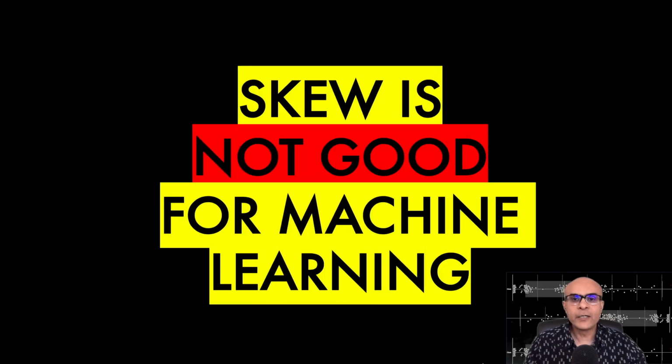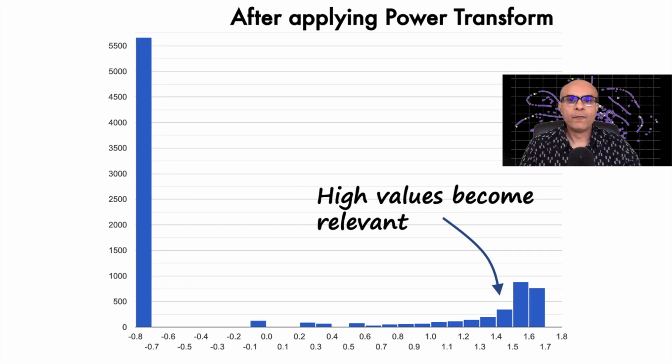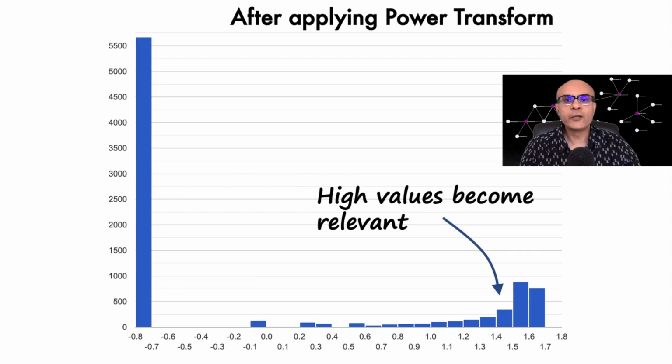Now, if we do not treat the skew, the machine learning algorithm will be biased towards small values and will not perform well. And one of the ways to remove the skew is to apply something called power transform.